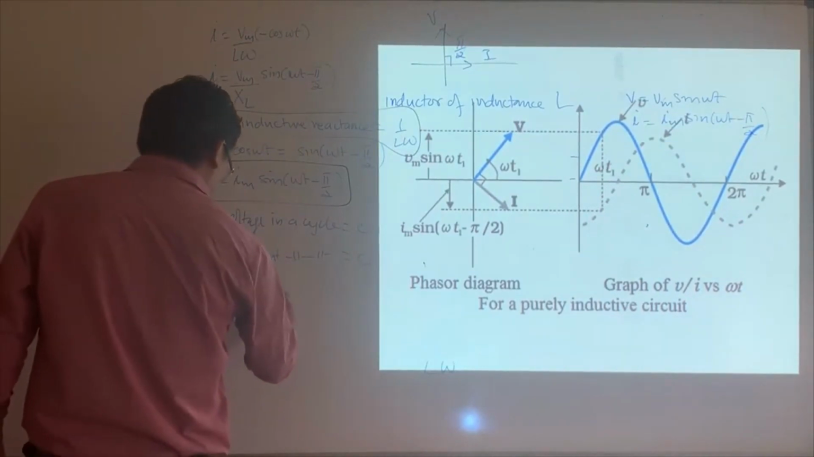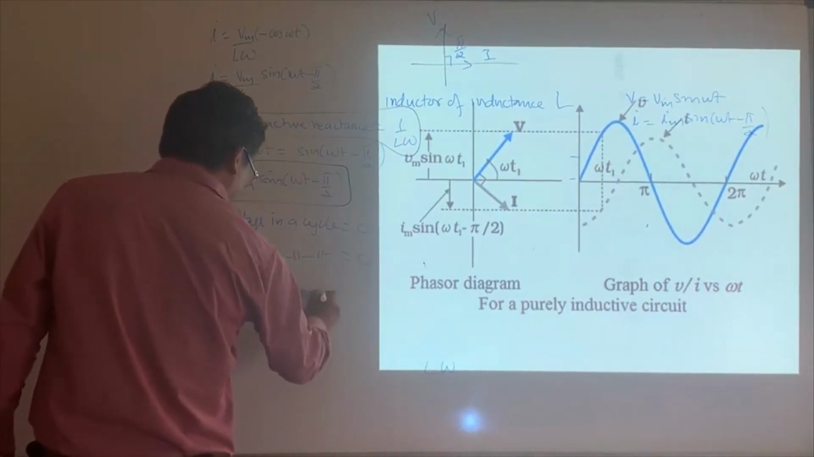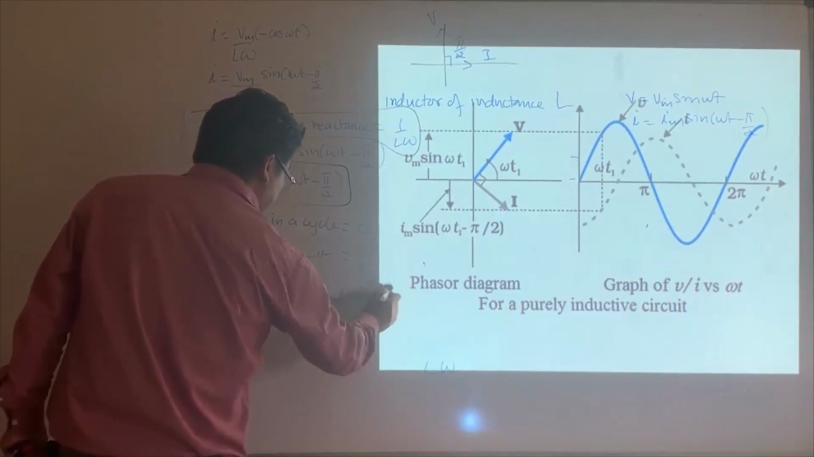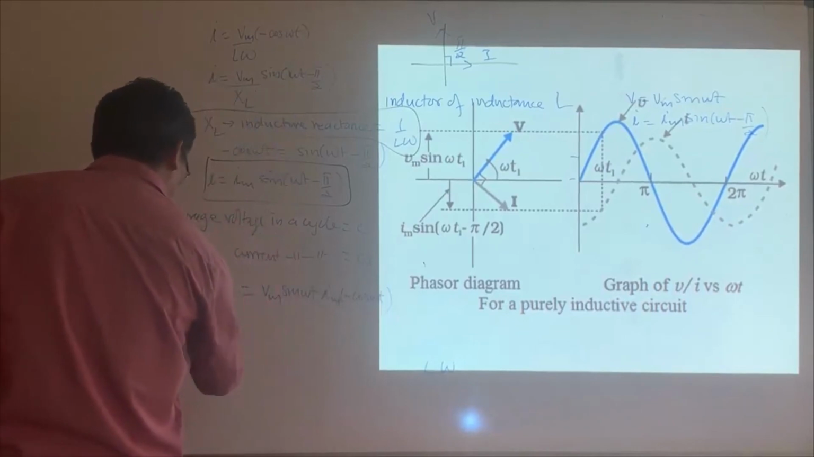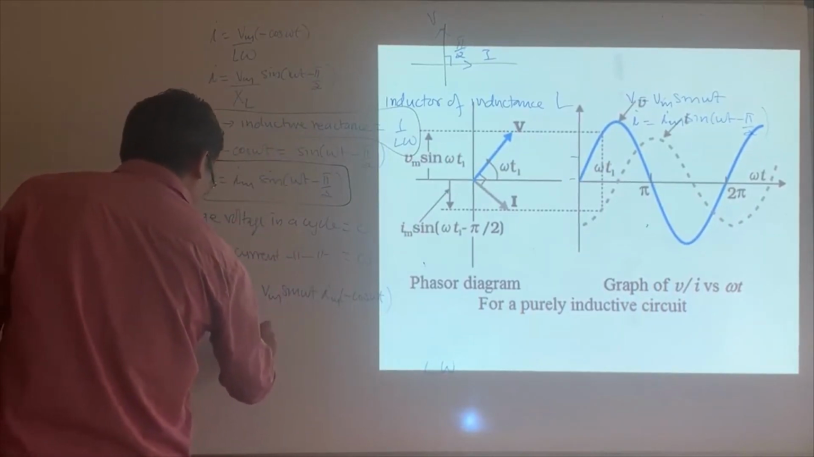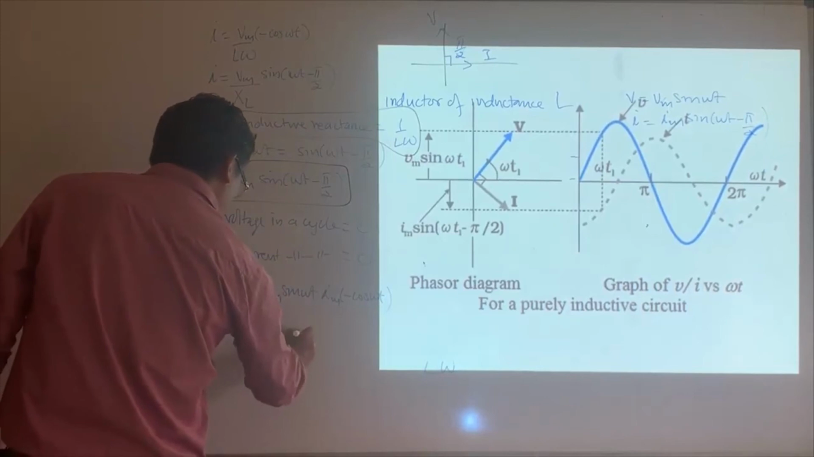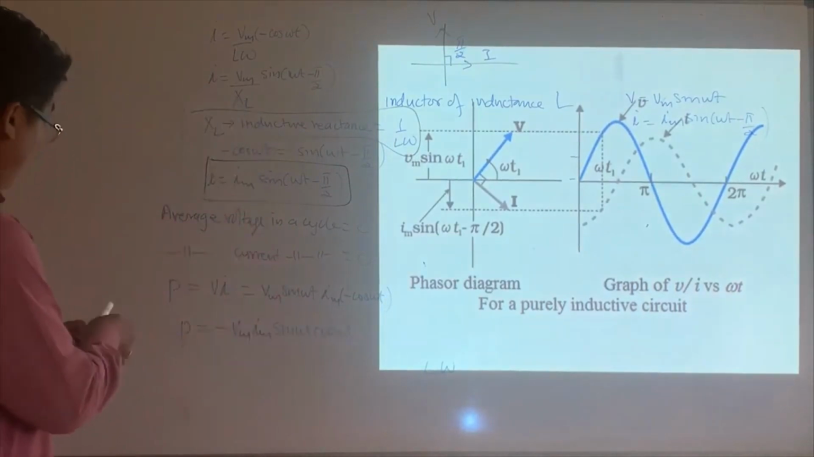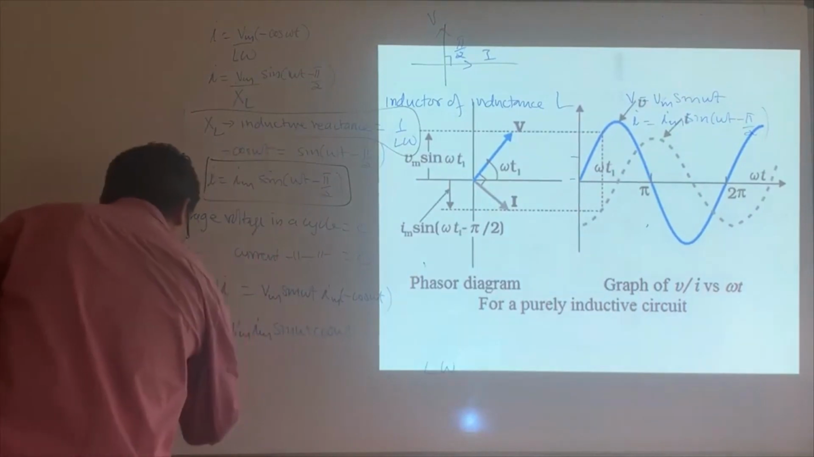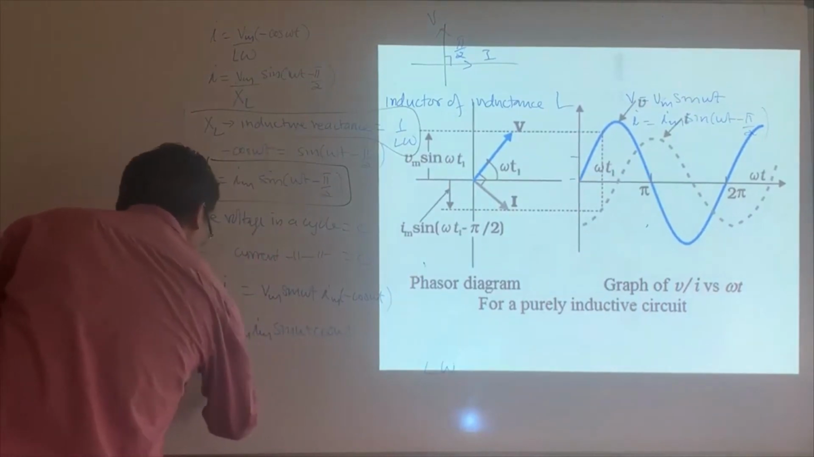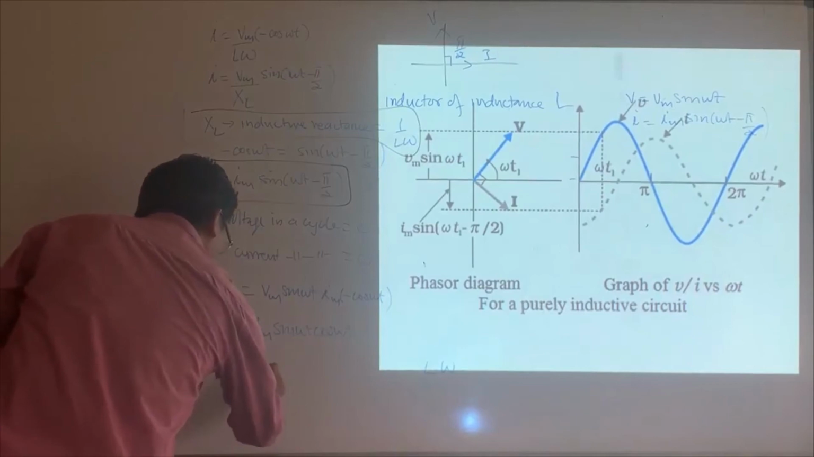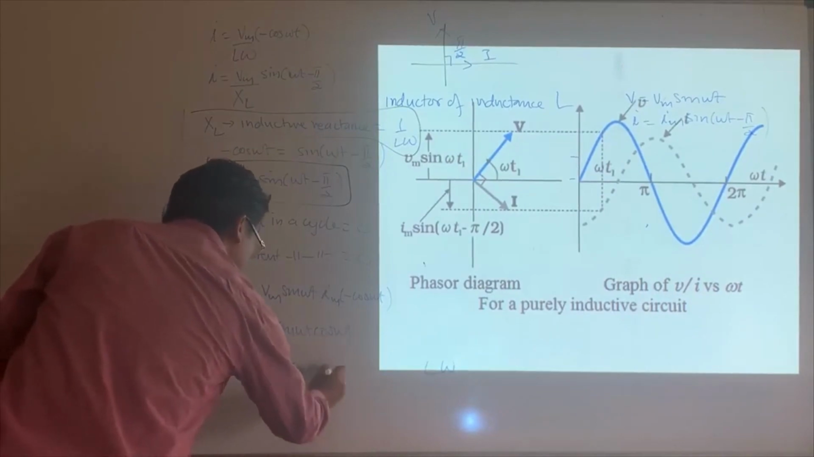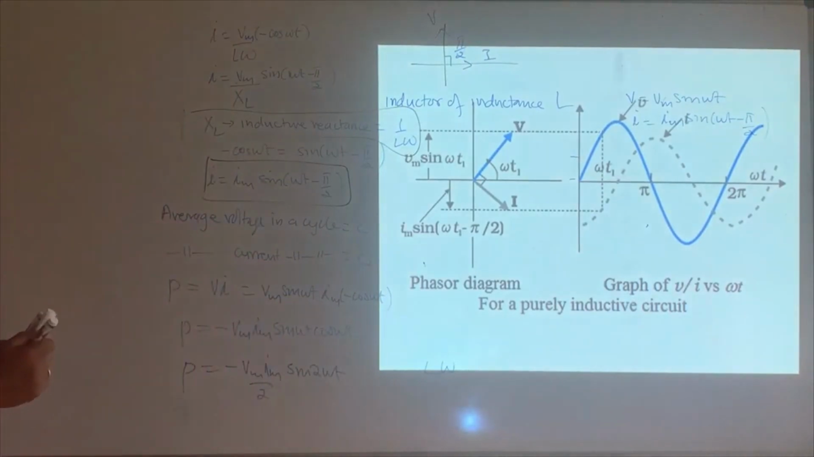V is equal to Vm sine omega t, I is minus Im cos omega t, and so power is minus Vm Im sine omega t cos omega t, which is equal to minus Vm Im divided by 2 sine 2 omega t. This is the instantaneous power.